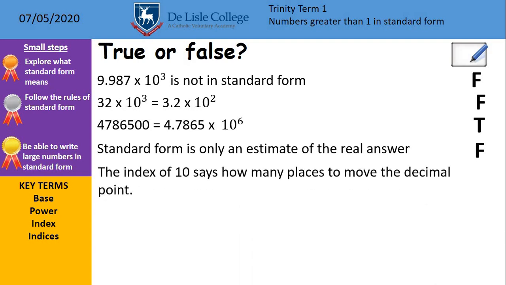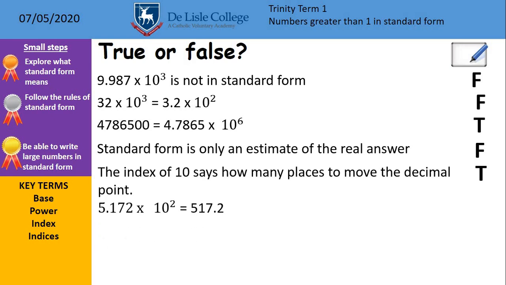Next up, the index of 10 says how many places to move the decimal point. Now I may have given that away a little bit from my answer a second ago, so hopefully we can get this right. It does indeed. That number, like we said, 4.7865 times 10 to the power of 6. That 6 tells you you're going to move the decimal point 6 places to the right.